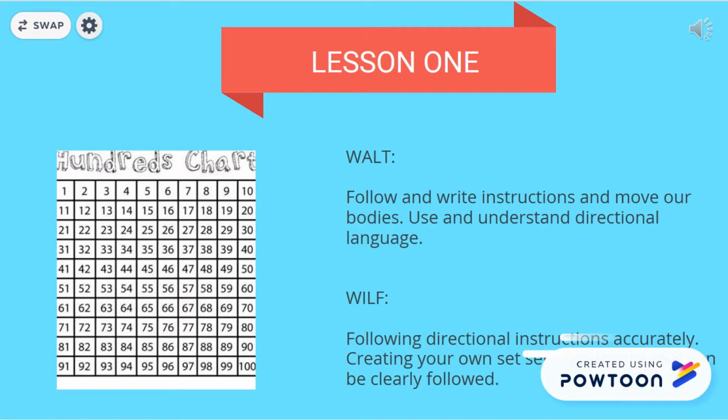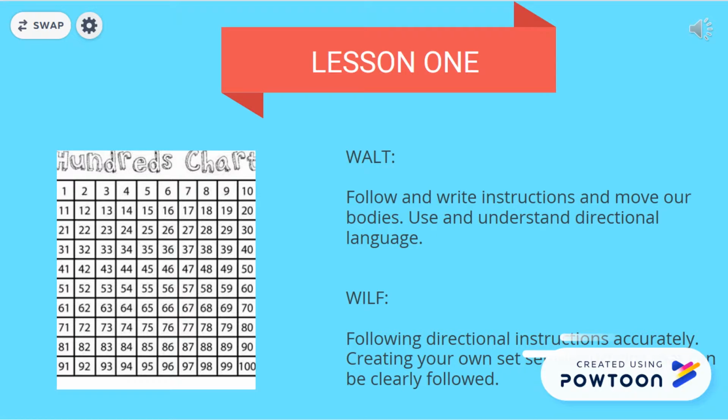Throughout Lesson 1, students will follow and write instructions and move their bodies as well as use and understand directional language. By the end of the lesson, the teacher will be looking to see if the students can follow this directional language accurately, along with creating their own set of clear instructions. This will be evident by the students discussing the terms left, right, forward and backwards. When students understand these terms, they will become life-size bluebots to prepare for the following lesson.